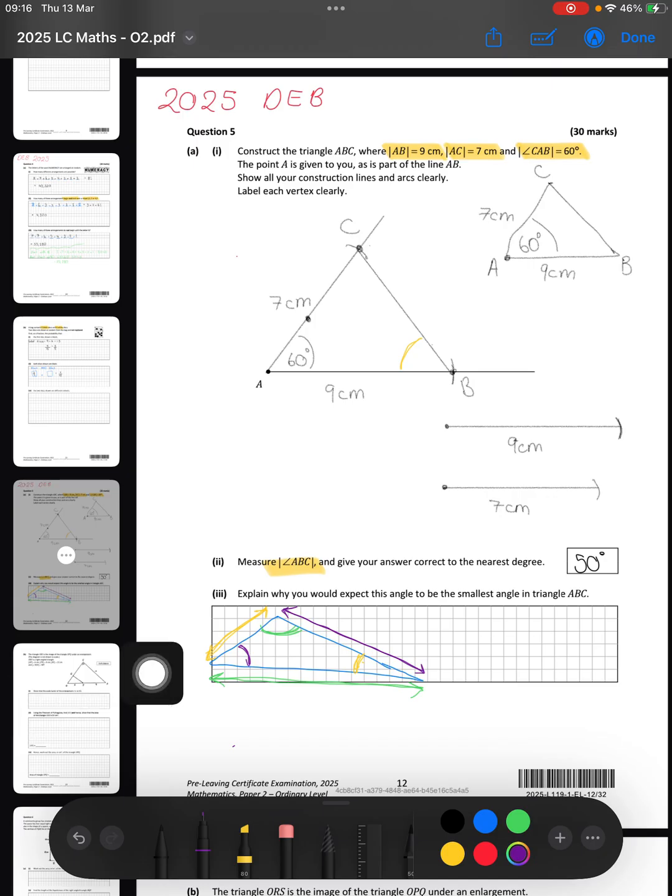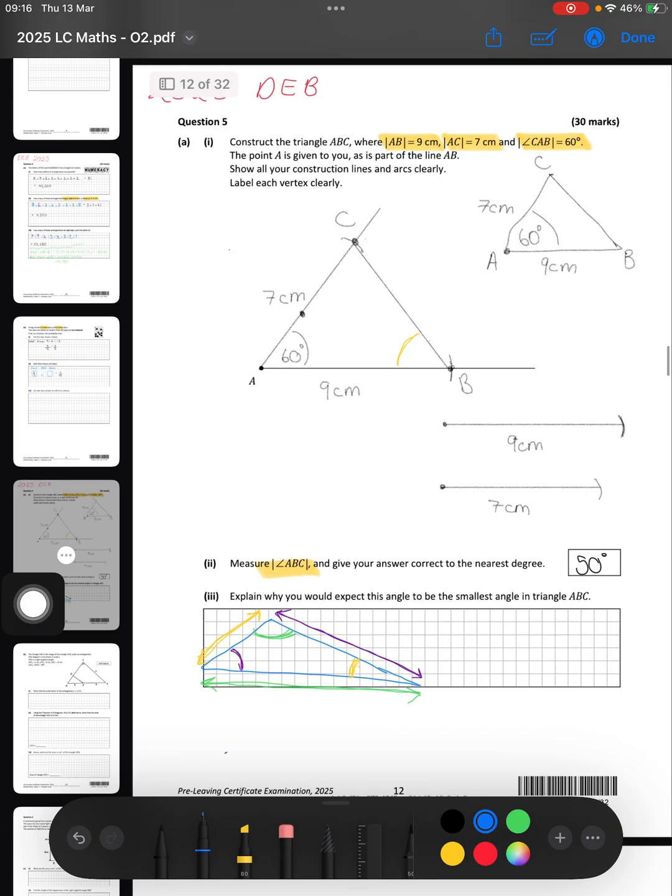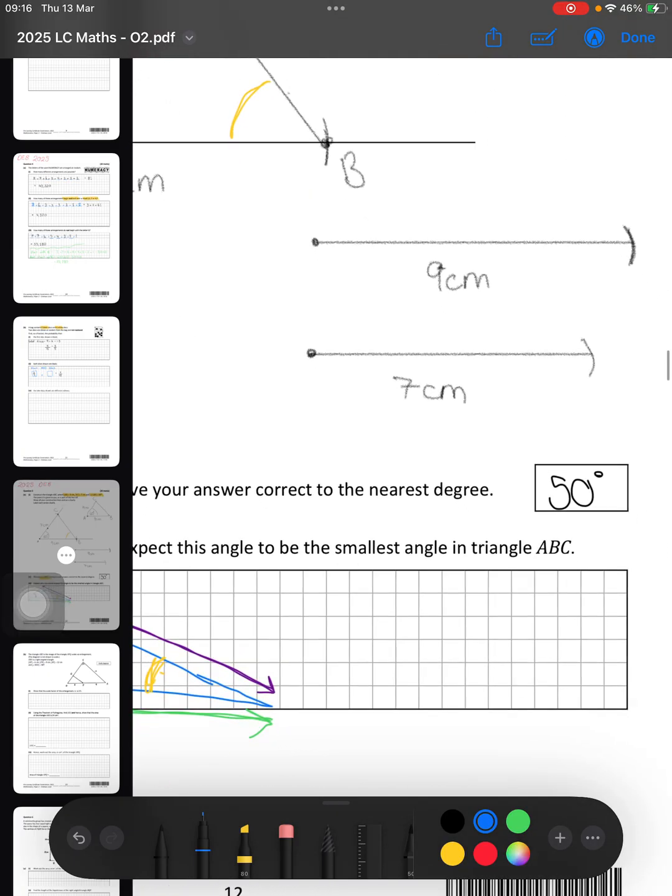So it says, explain why you would expect this angle to be the smallest angle in the triangle. It's opposite the smallest side. So that's what they were looking for there. So this angle is opposite the smallest side.